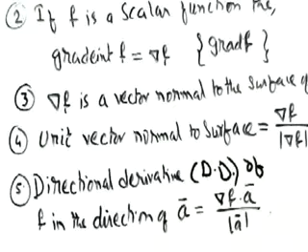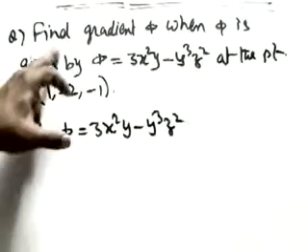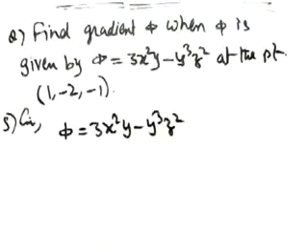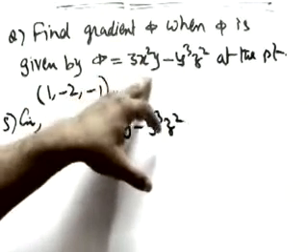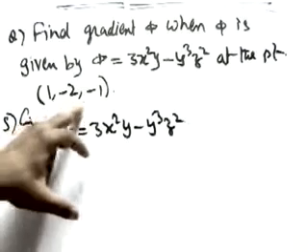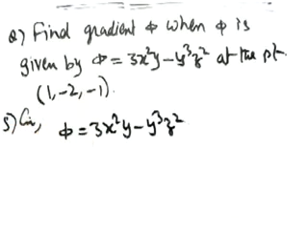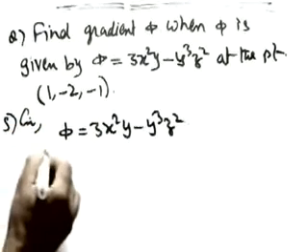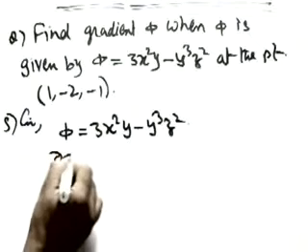So let me do a few questions based on these formulas. Now let me start with an easy question. Find the gradient phi when phi is given by phi equals 3x square y minus y x cube at the point. Point means these are the x, y, z values. So let me start. Let me do everything.